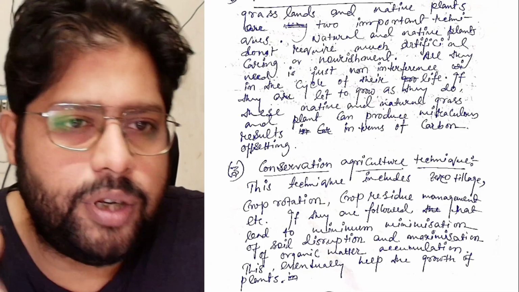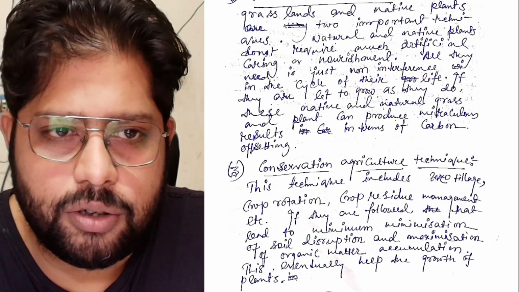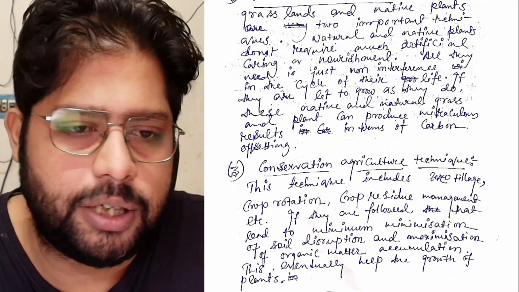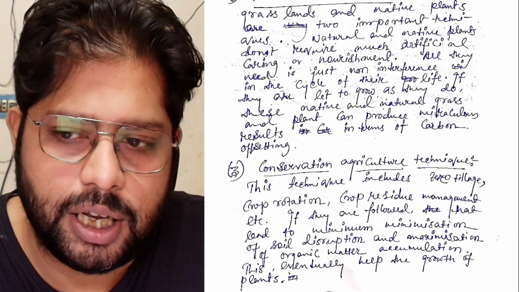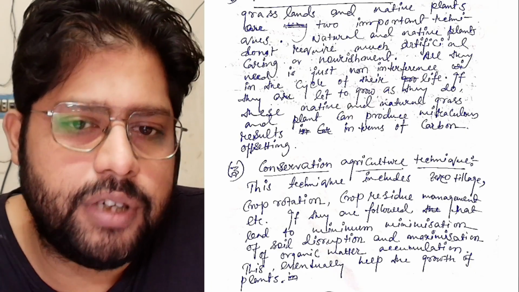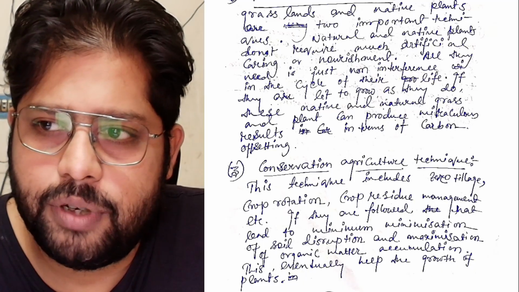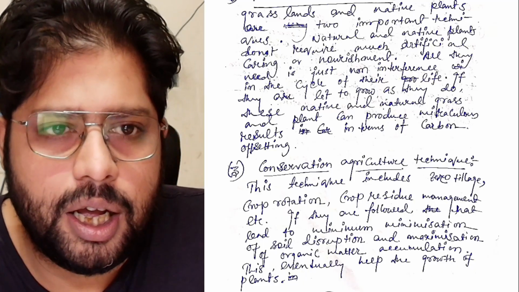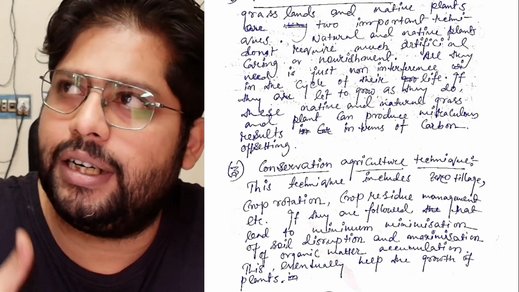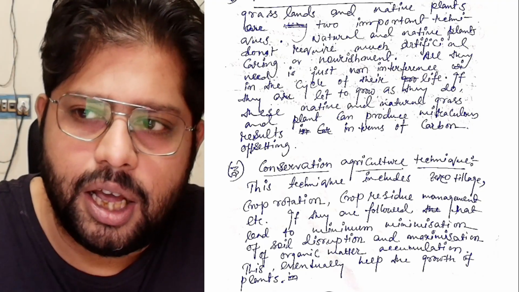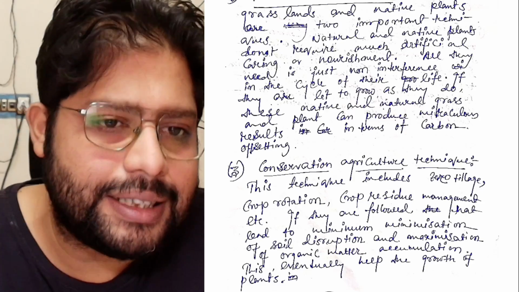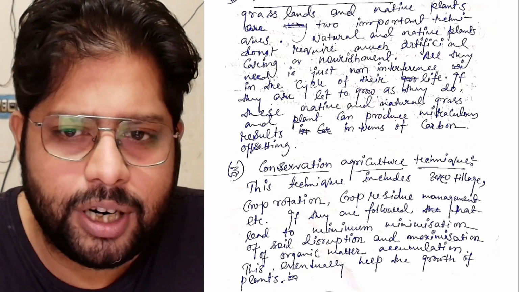Suppose you are not doing crop rotation. That means you are growing crops in a particular area year after year, without giving that soil a chance of rejuvenation. A chance of rejuvenation means we leave the soil to rejuvenate. Rejuvenation happens when it is left as fallow land, and it increases its soil nutrients, etc.